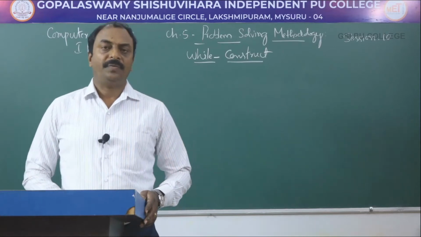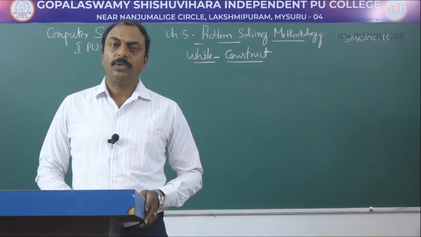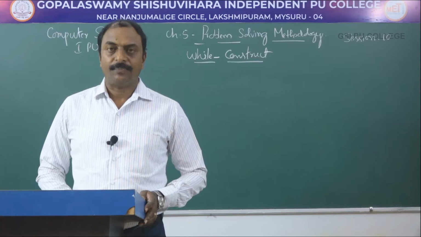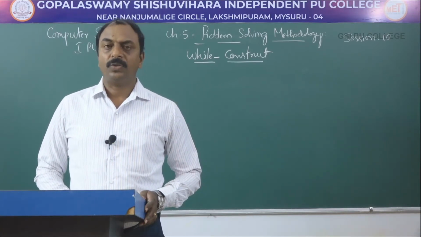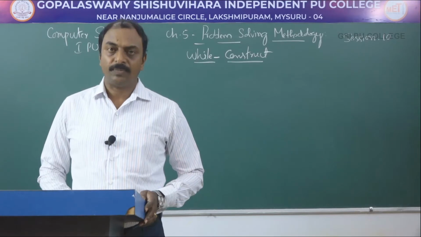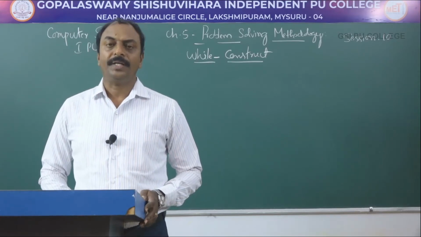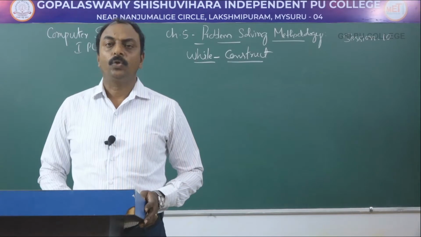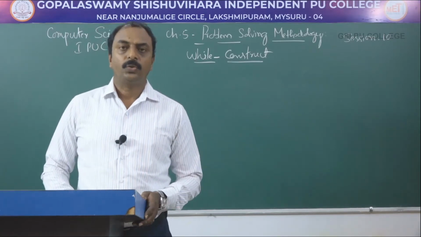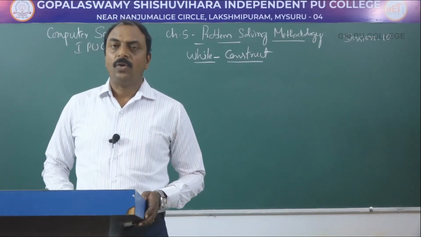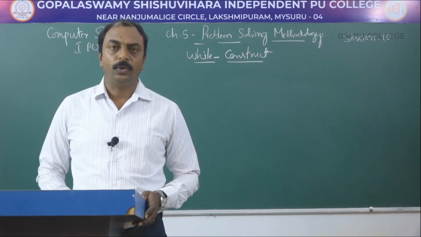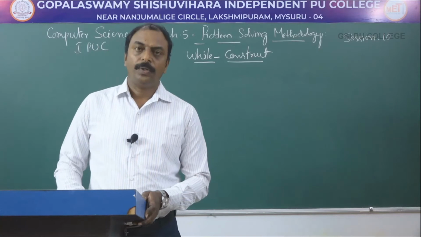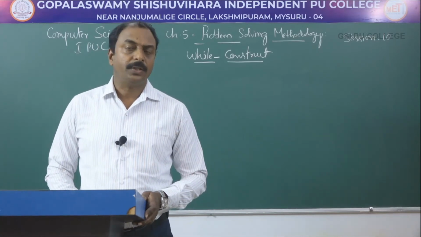Students, in our previous session, we were discussing iterative constructs. So, what is iteration? The repetition of statements in programs for a specific number of times is called iteration. It is also called a looping structure. There are two types of looping structure: one is conditional looping and the second is unconditional looping. While loop and do while loop are conditional looping.